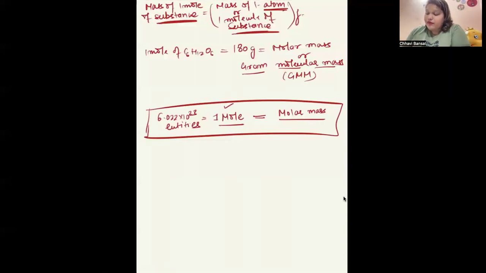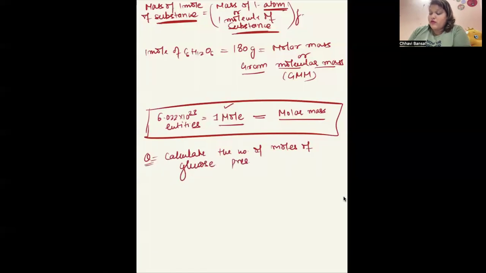For example, now we have given a question. Calculate the number of moles of glucose present in 18 gram of it. Now we are given with what? Glucose, which is C6H12O6, right? And how many grams are given? Grams given is 18 gram, right? Now what we have to calculate? We have to calculate number of moles.